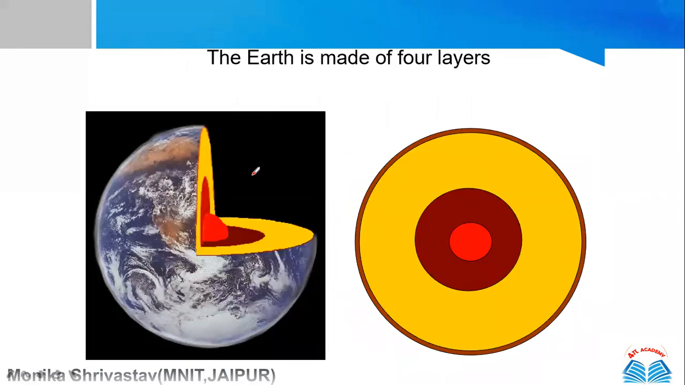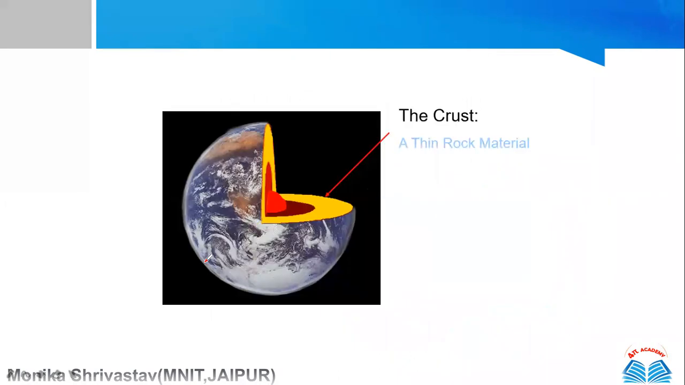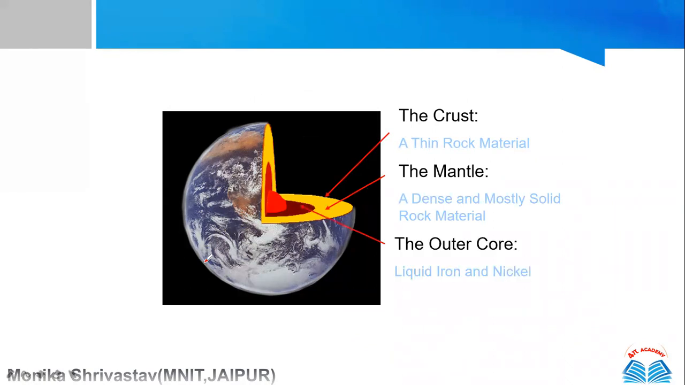The Earth is made of four layers. So this is the conventional diagram. You can see this is the crust, a thin rock material. This is the mantle, a dense and mostly solid rock material. This is the outer core, liquid iron and nickel. And this is the inner core, solid iron and nickel. So we can see that the innermost core has solid iron and nickel.